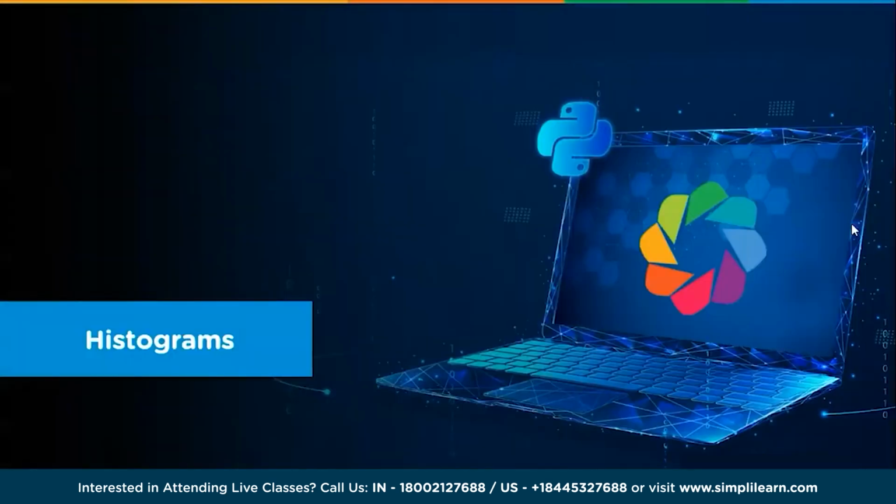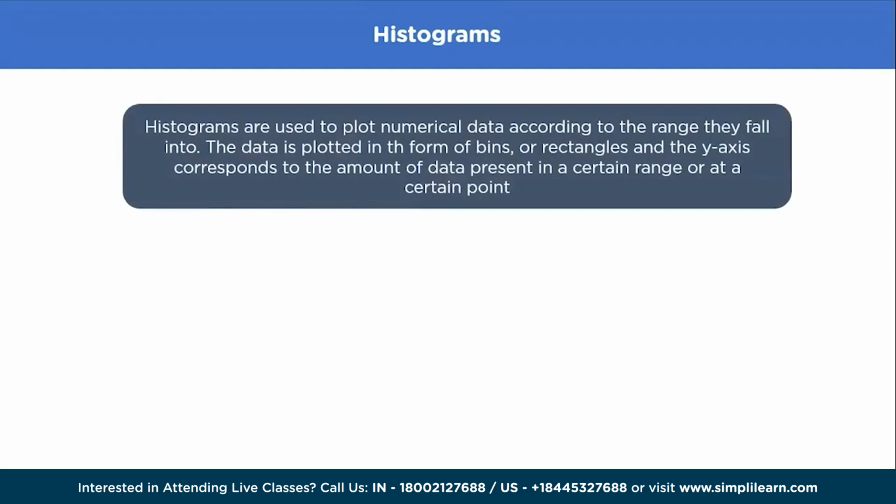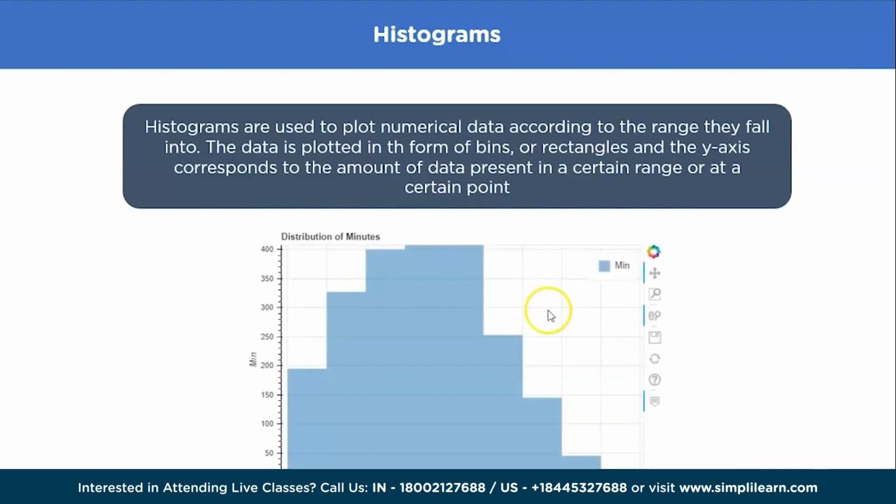So now we've taken a look at pie charts. Let's move on to histograms. So what exactly is a histogram? Histograms are used to plot numerical data according to the range that they fall into. The data is plotted in the form of bins or rectangles, and the y-axis corresponds to the amount of data present in a certain range or at a certain point. So this is what a histogram looks like.